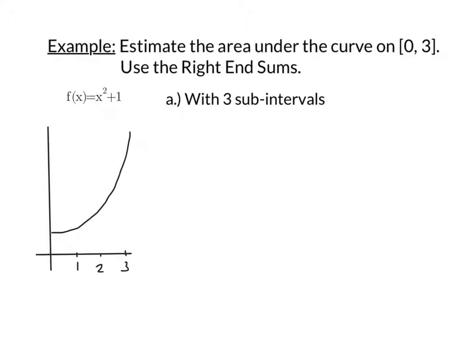So let's practice finding some left-hand sums on some different functions. Here I've got the function f of x is equal to x squared plus 1 on the interval from 0 to 3, and we want to do it with 3 subintervals. So the first thing that you should do is subdivide your interval from 0 to 3 into your 3 subintervals. And we are going to draw our rectangles from the right side of each interval.